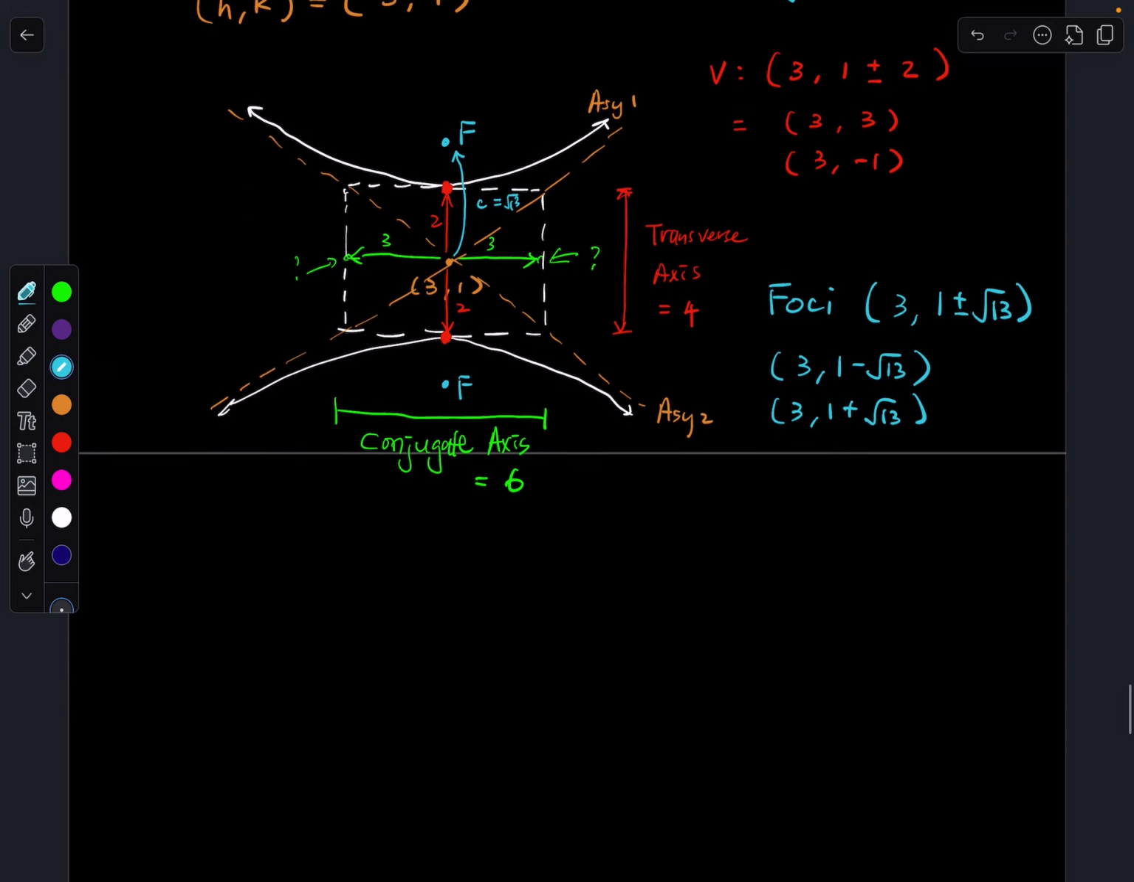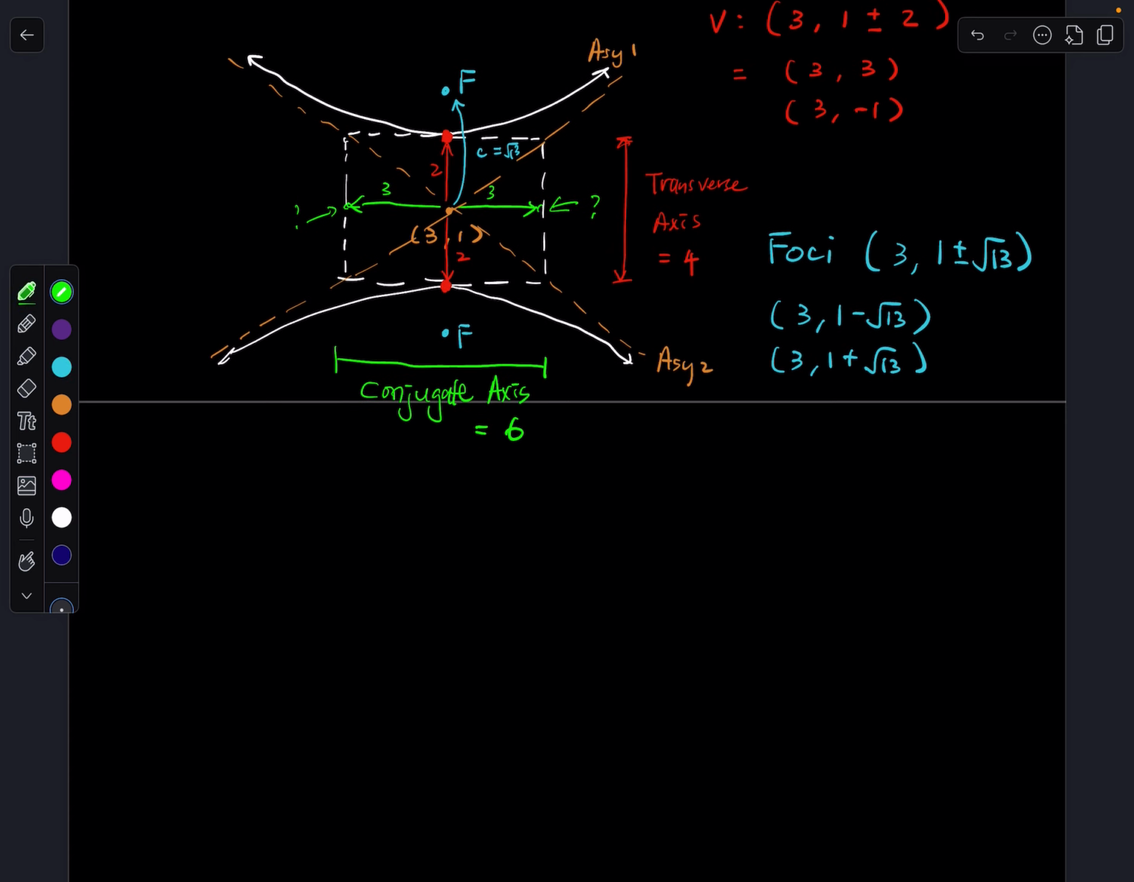All right. Last one I want to talk about is your asymptote. There are going to be 2 of them. Now, the reason why I want to write down all the values earlier, like the 2 right here and the 3 right here, is because we want to use them now. Your asymptote will pass through the center.